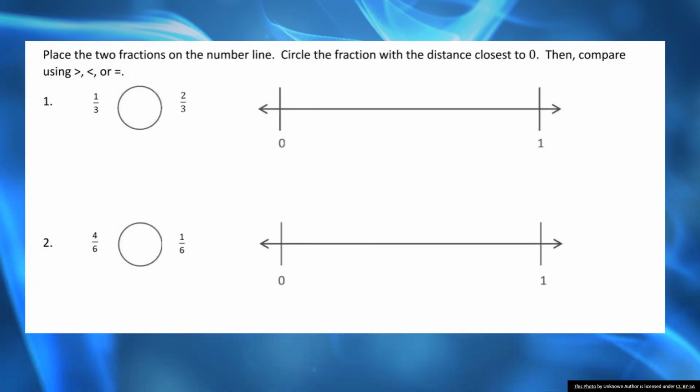Number 1 says, place the two fractions on the number line. Circle the fraction with the distance closest to zero. Then compare using greater than, less than, or equal to.